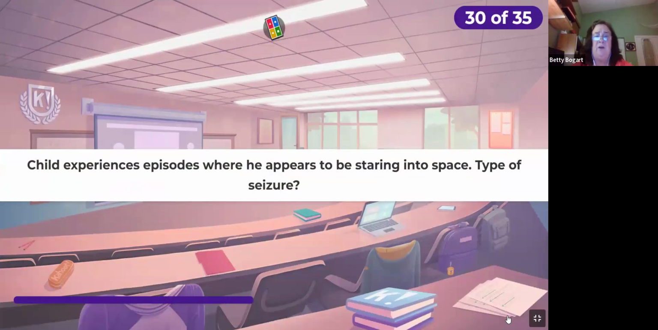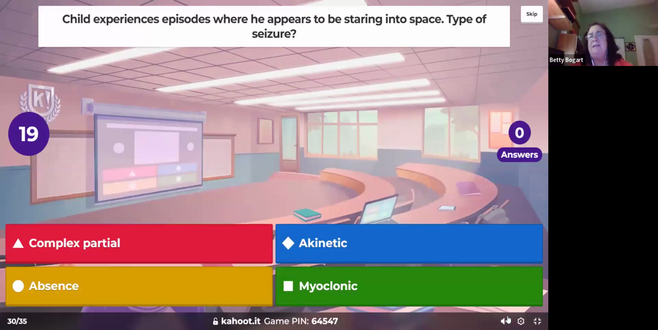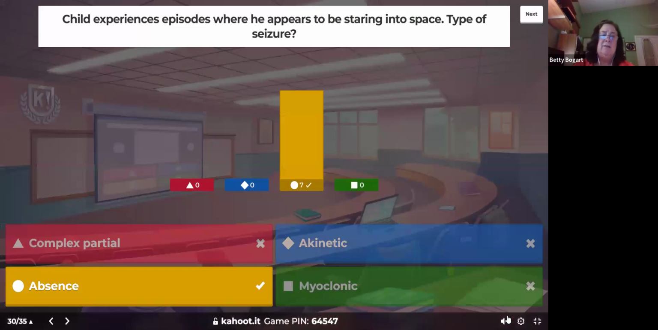Child experiences episodes where he appears to be staring into space. What type of seizure is that? Everybody say it's like a blank stare. And it's called an absence seizure. Very good.